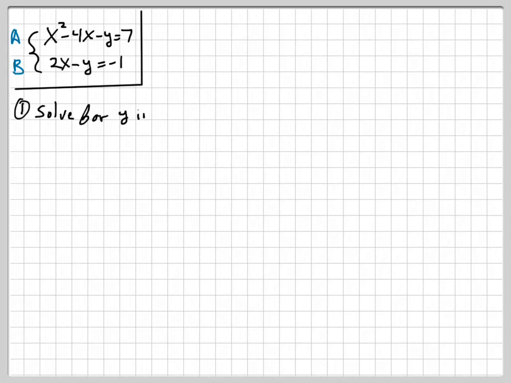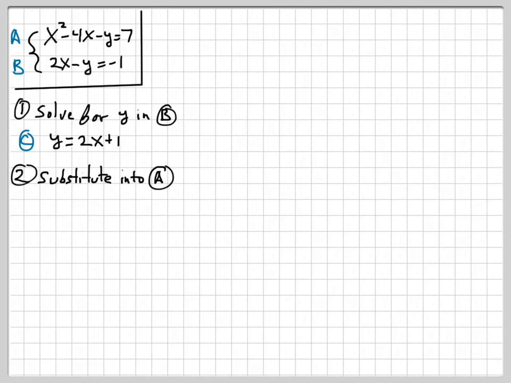To solve this problem, we're going to solve for y in equation B because it's the easiest to solve for. So we get that y is equal to 2x plus 1. Y is an expression. We're going to call it equation C.